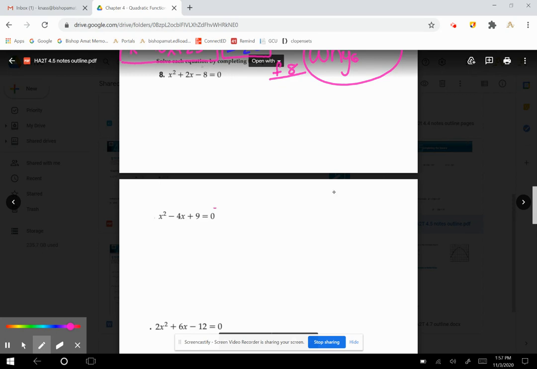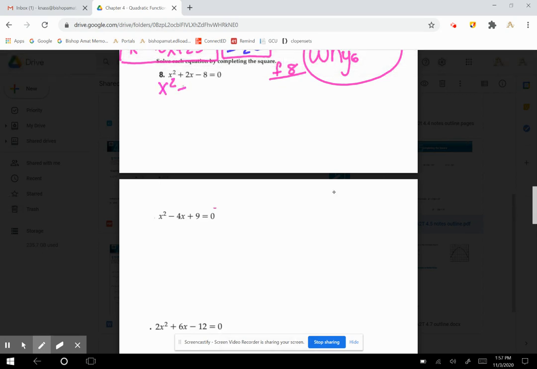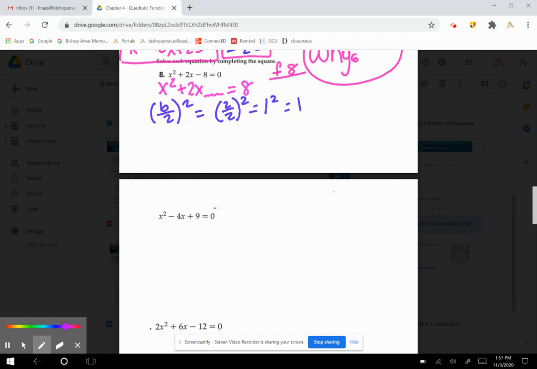Okay, here we go. So step 1, we're going to get the 8 on the other side. x squared plus 2x equals 8. Now I'm going to leave that space right there. Step 2 says to complete the square. b over 2 squared, 2 over 2 squared, 1 squared, which is 1. Now I'm going to plug that back into my equation. So I'm going to put a 1 here, and I'm going to put a 1 here. That means this is now step 3.